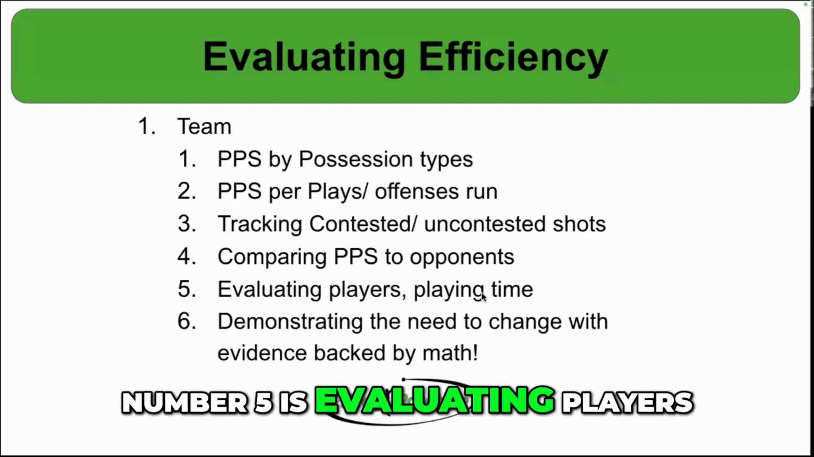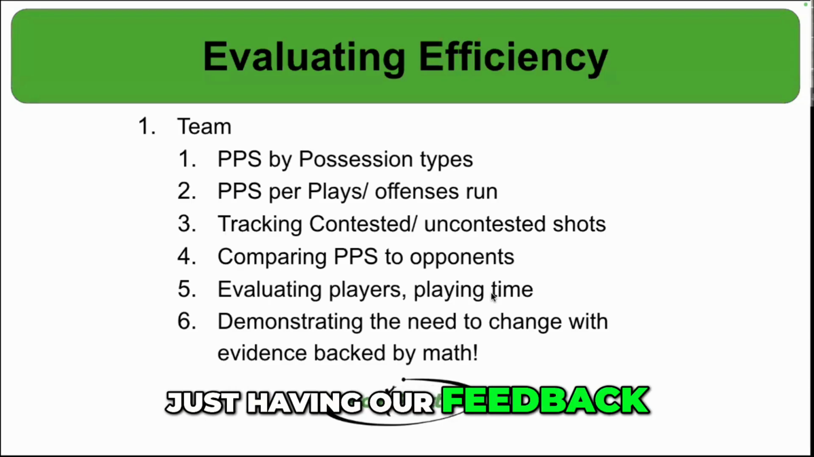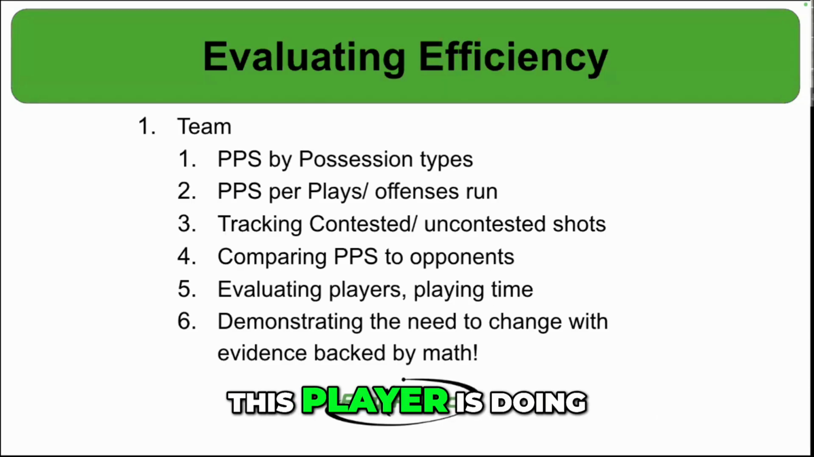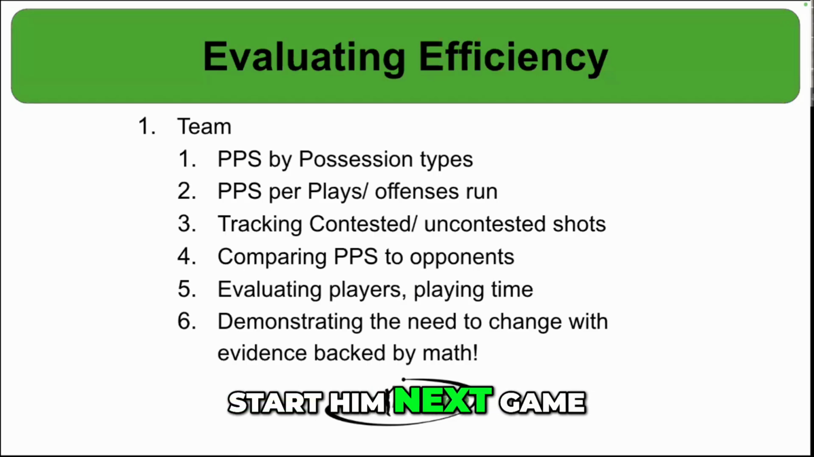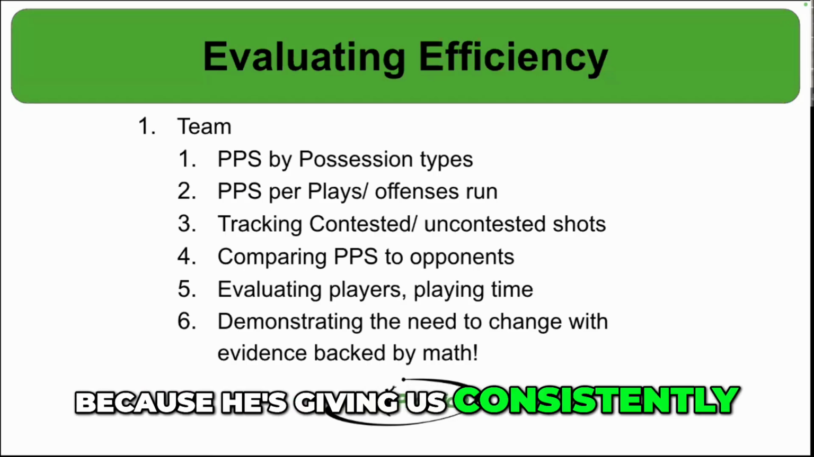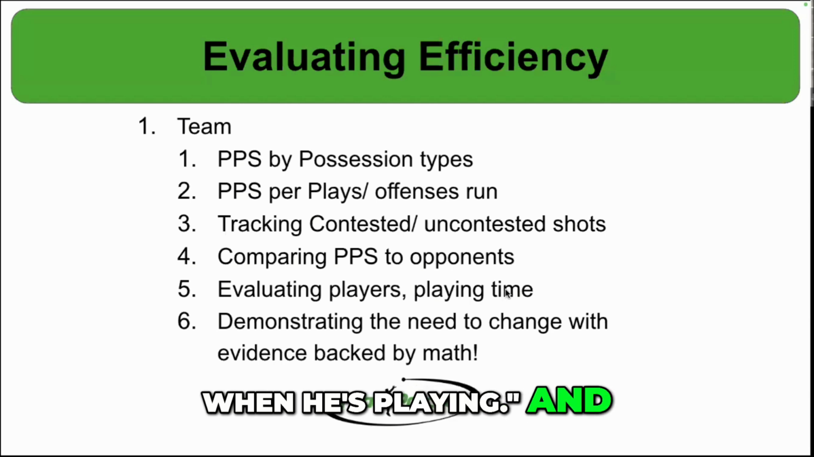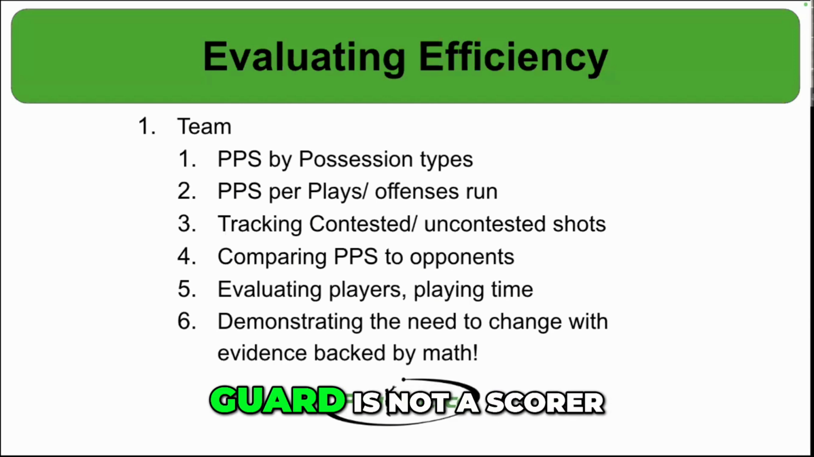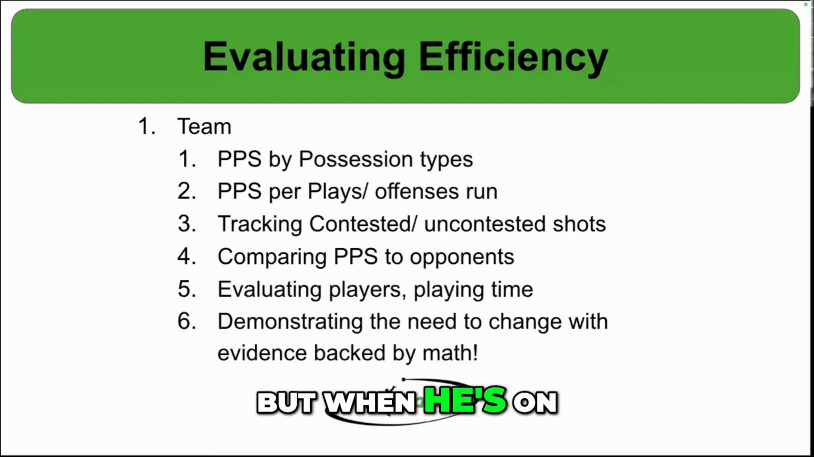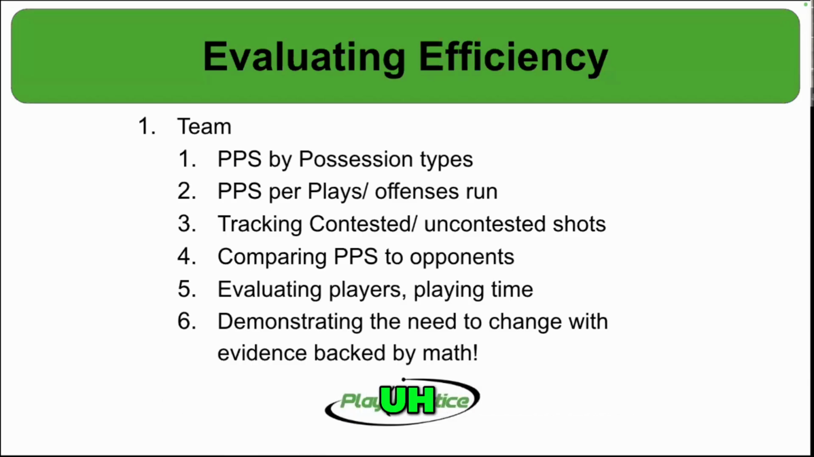Number 5 is evaluating players. So we've talked about that a little bit on the individual side already, but just having a feedback loop again. Hey, this player is doing really well in practice even, and so we're going to start him next game because he's given us consistently 1 point per shot when he's playing. And it also could tie to assists. Maybe your point guard is not a scorer, but when he's on the floor, our points per shot goes way up, which is kind of what the plus minus grade now goes after with the NBA stats.